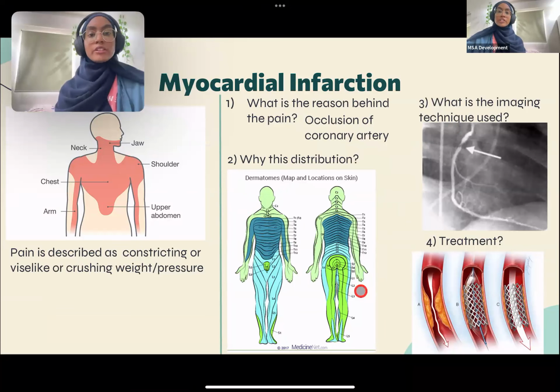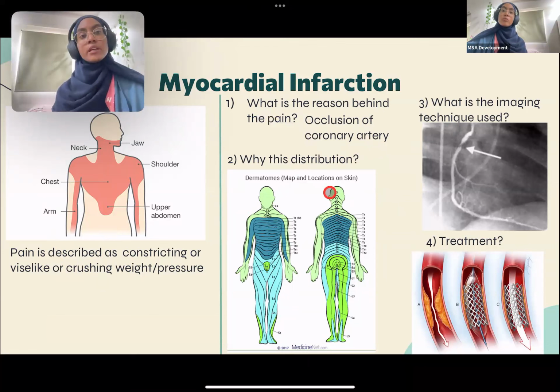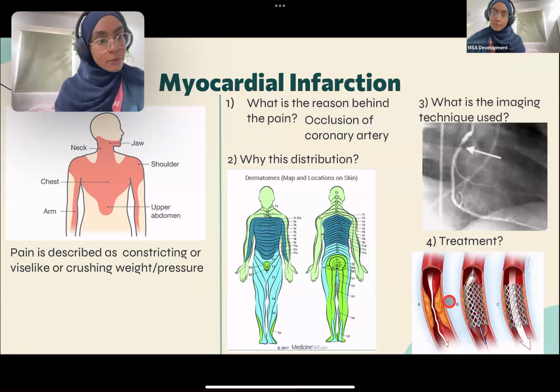Finally, myocardial infarction. So, the patient presents with pain described as constricting or crushing weight or pressure, whatever. Okay. The pain can radiate to the shoulder, to the jaw, or to the abdomen. Okay. What is the reason behind myocardial infarction? So basically, it's occlusion of a coronary artery, as we see here.